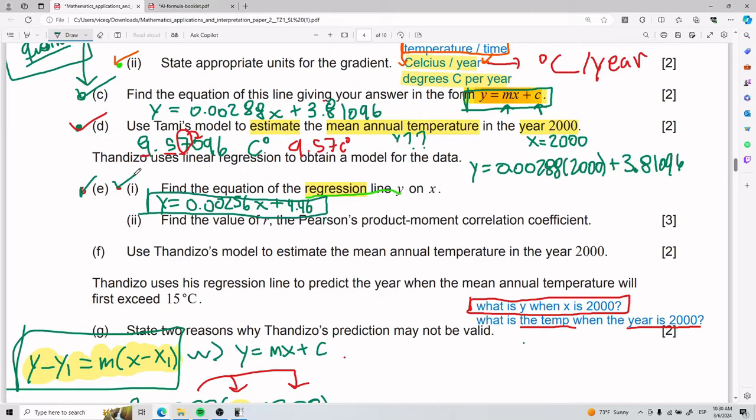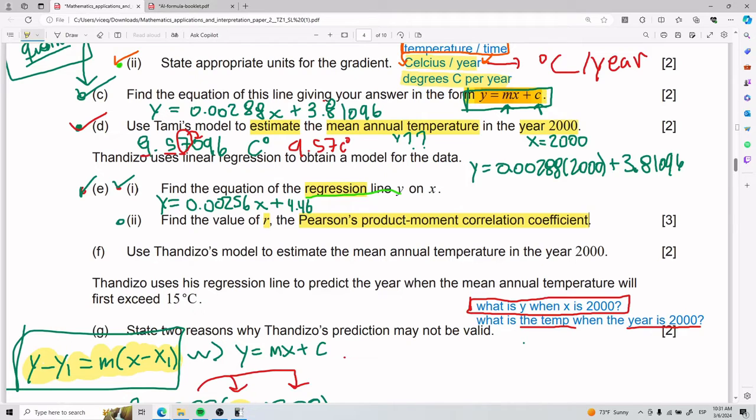Then they tell you to find the value of R, the Pearson's product moment correlation coefficient. What did I just read? You need to find R, the Pearson's product moment correlation coefficient. This is probably the biggest buzzword you're going to have to learn, the biggest vocab word that should jump out at you, so that if you see this, it means you need to do that.